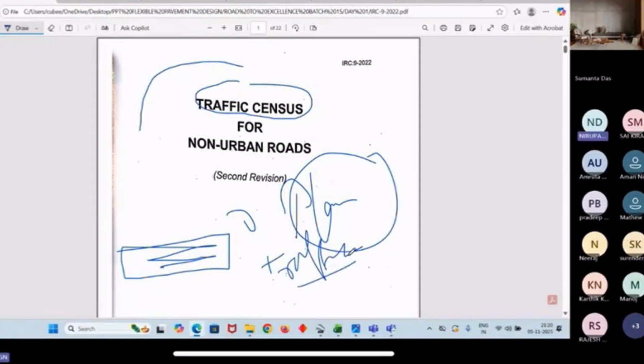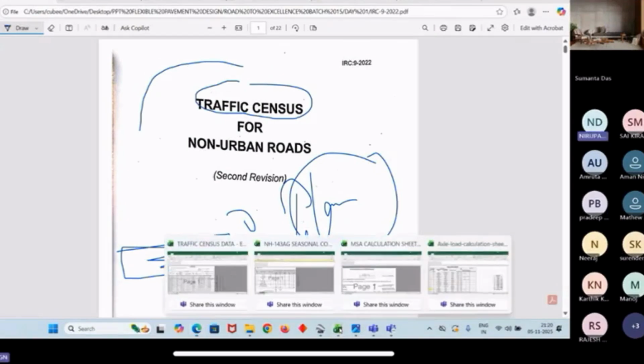So how will we do the traffic survey? There are two ways to do the traffic census. One is manual counts. Another one is automatic count. We will not go deep into the traffic census procedure, which will be different. We will see the result of the traffic census. Got it? This is a traffic census.